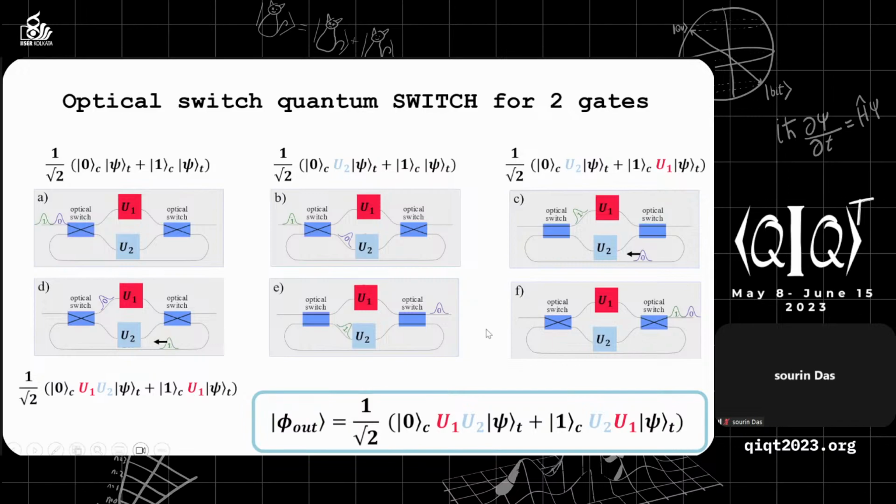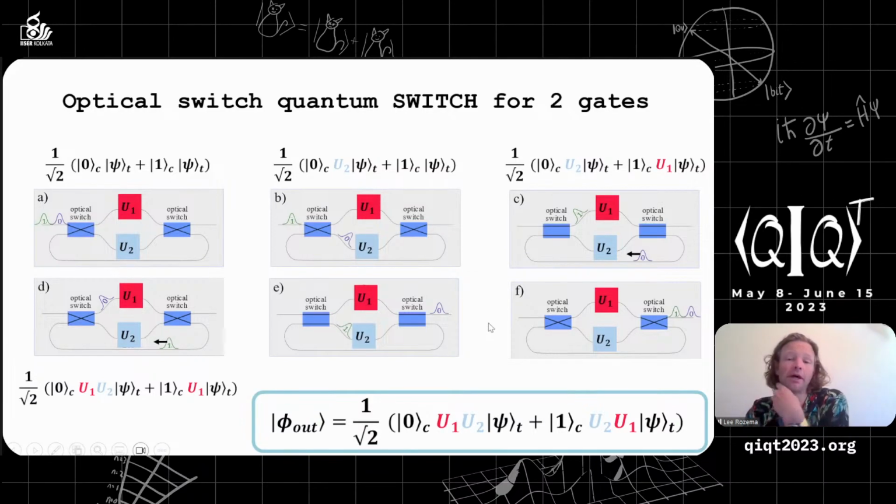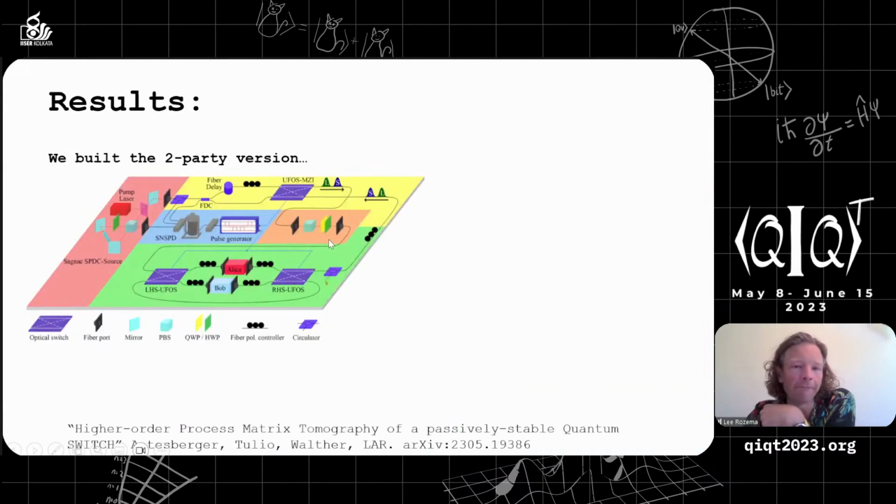Right, so this is the idea. And as I said, there's a way of scaling this up to multiple parties, but currently we have the 2-party, or 2-gate, version built in the lab. This is a schematic of the entire experiment. The details aren't too important, but in the green section here we have the quantum switch I just showed you, made up of 2 optical switches in our 2 parties. Here they're labeled Alice and Bob instead of U1 and U2.